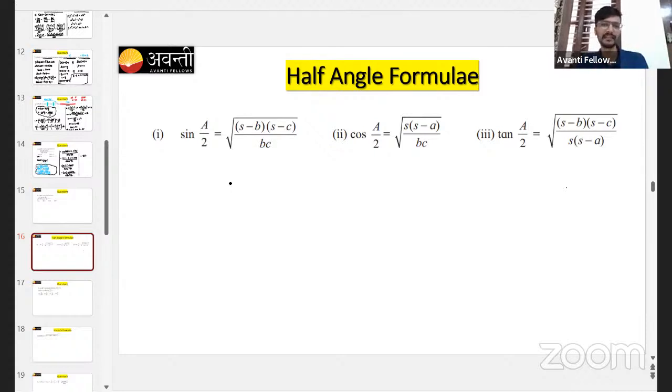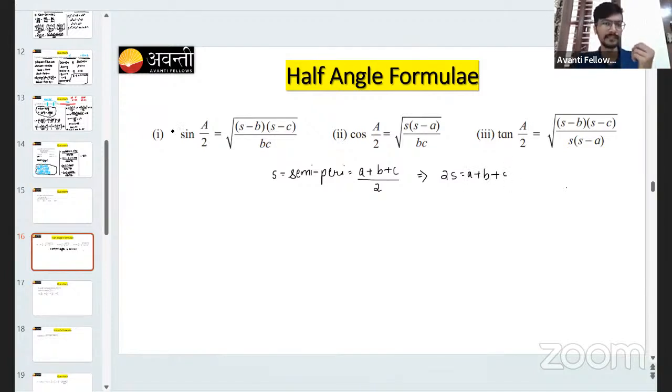Now what is this s? What is this new thing that has come? So s is nothing but the semi perimeter. S is called semi perimeter, and it is equal to the perimeter of a triangle, which is a plus b plus c. Semi perimeter means half, so divide by 2. So that means s is (a plus b plus c) divided by 2. That means I can write 2s as a plus b plus c.